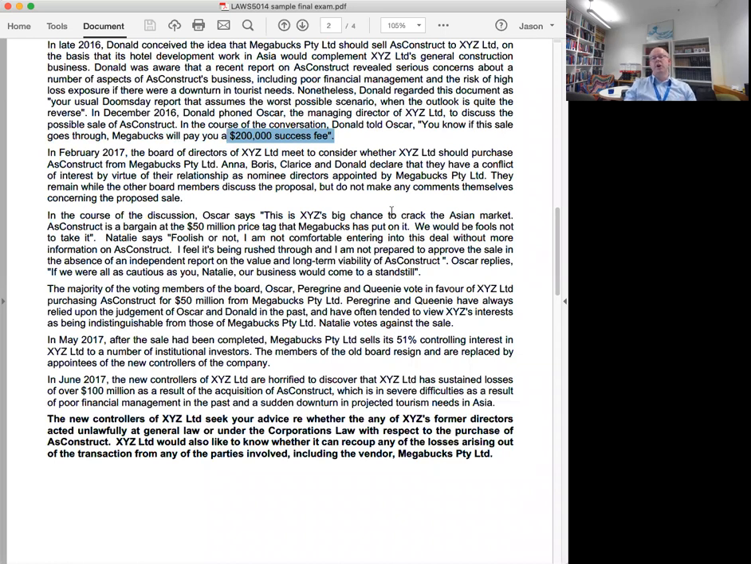And of course, you would know that that's going to give rise to issues under the business judgment rule. So even if he's exercising a business judgment, is he really doing it in good faith, or is he doing it to get this private benefit? Clearly, he's got a material personal interest in it because of the success fee. There's no way Oscar's going to be able to rely on the business judgment rule.